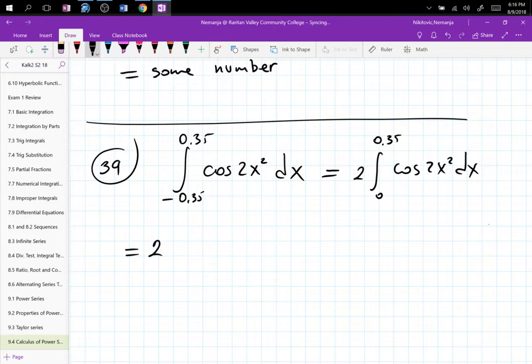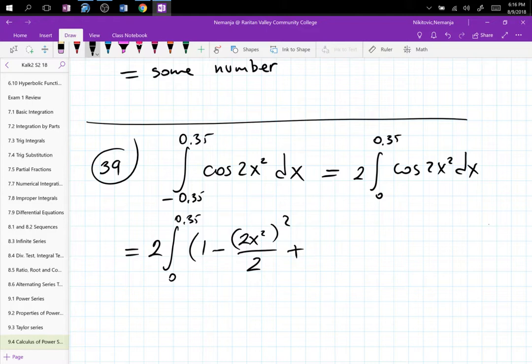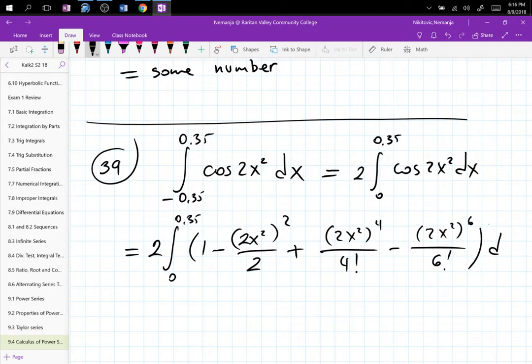So now what do we have? In this expansion, I have 2 times the integral from 0 to 0.35, and now I need the expansion. Cosine starts at 1. The next term is negative, and it's all evens. So it should be (2x squared) squared over 2 factorial. Plus, the next term is (2x squared) to the 4th over 4 factorial. And we can add another one: (2x squared) to the 6th over 6 factorial. And then dx. Again, I don't know why I need to put the squiggly equal sign, because this approximates the value up there.